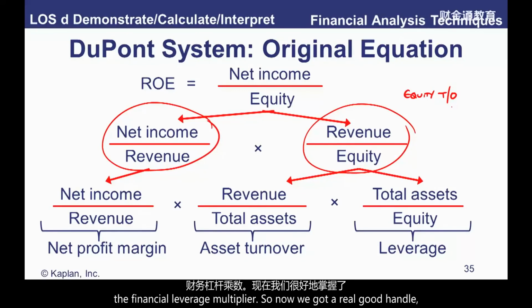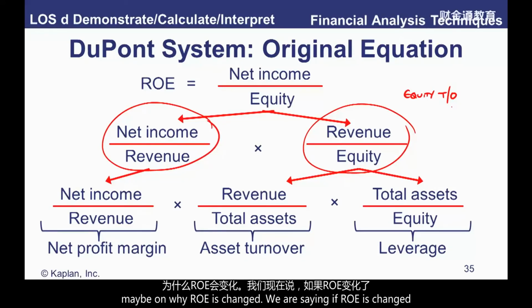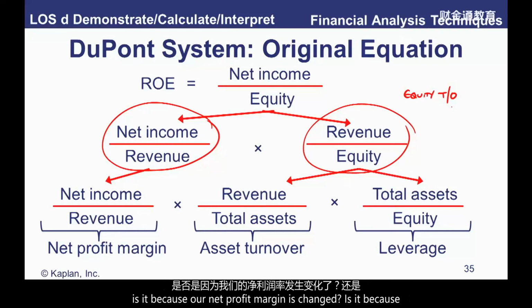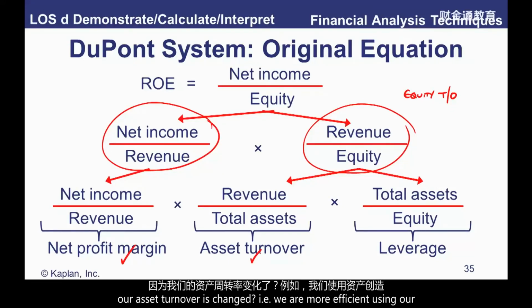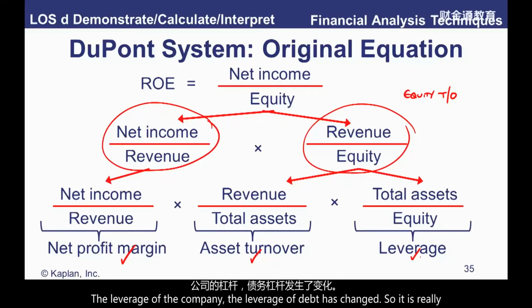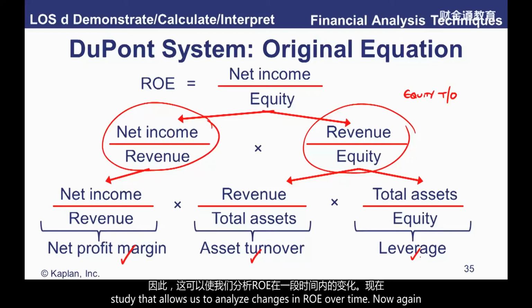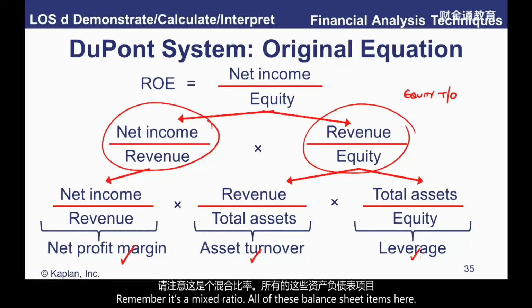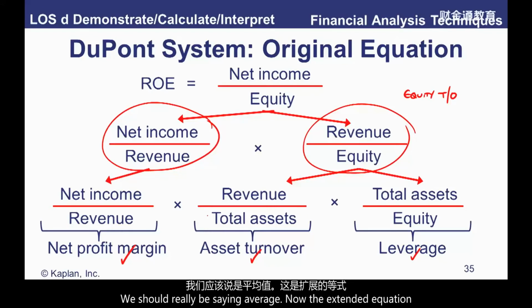So now we've got a real good handle maybe on why ROE has changed. We're saying if ROE has changed, is it because our net profit margins have changed? Is it because our asset turnover has changed, i.e. we're more efficient in using our asset base to generate sales? Or is it because the leverage of the company, the level of debt, has changed? So it's really starting to allow us to analyze changes in ROE over time. Now again, remember this is a mixed ratio, so all of these balance sheet items here, we've been a bit naughty here. We should really be saying average, average, average.